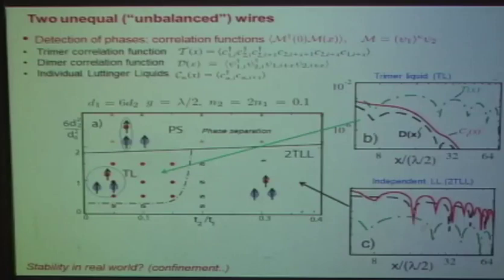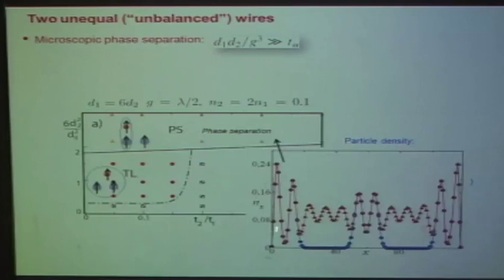If you want to see the phase separation, you have to plot the density. And now I'm plotting here the density in the phase-separated state, which, again, is for a situation where the dipole-dipole attraction between the two layers is much larger than the kinetic energies. In that case, you get this kind of state, which is interesting by itself. This is a microscopic phase separation, which means the following.